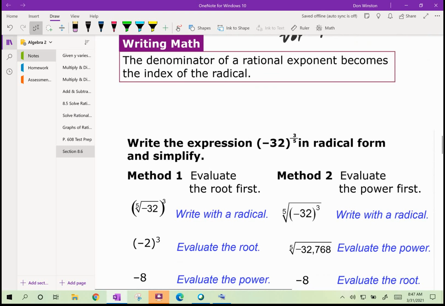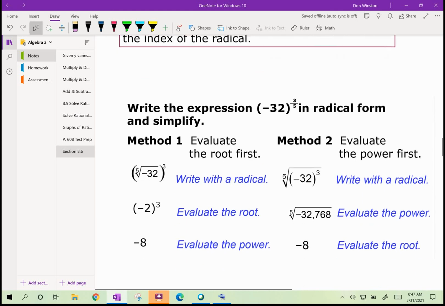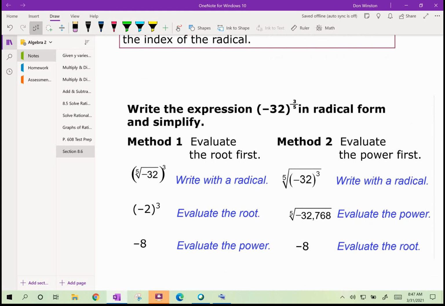Write the expression negative 32 raised to 3/5 in radical form and simplify. We can write it as the 5th root of negative 32, raised to the 3rd. The 5th root of negative 32 is negative 2, and negative 2 to the 3rd gives you negative 8. Or we could write it as the 5th root of negative 32 to the 3rd. Negative 32 to the 3rd gives you negative 32768, which gives negative 8. As you will see, the first form is much easier to evaluate than this form here, because after all, who would know the 5th root of negative 32768?